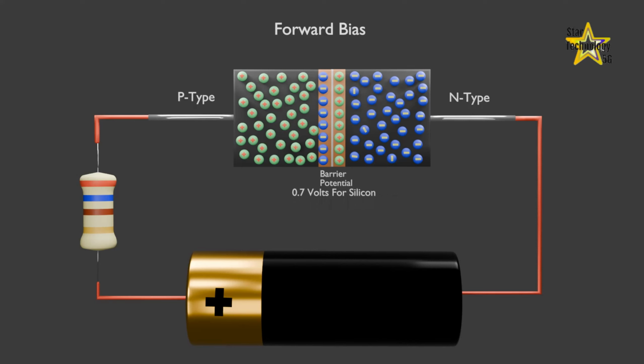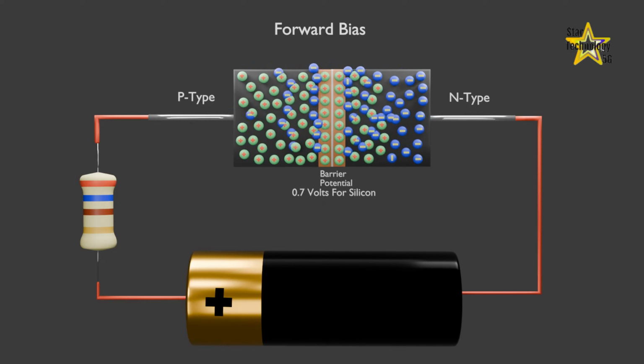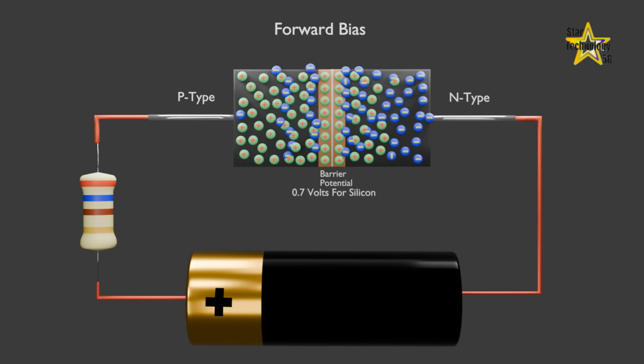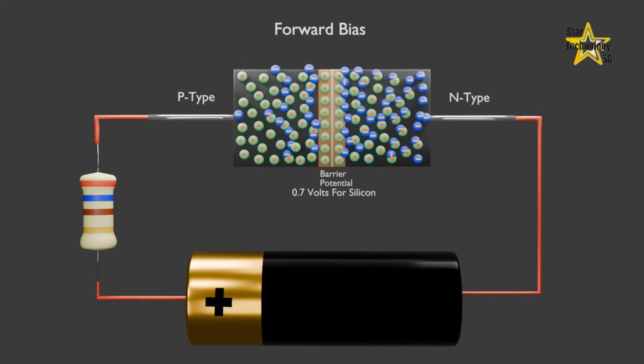When battery voltages are greater than barrier potential, the holes in the p-type region and the electrons in the n-type region are pushed towards the junction. The positive charge applied to the p-type material repels the holes, while the negative charge applied to the n-type material repels the electrons. As electrons and holes are pushed towards the junction, the distance between them decreases. This lowers the barrier potential.